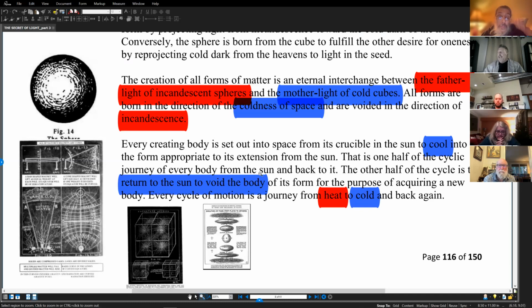The other half of the cycle is the return to the sun to void the body of its form for the purpose of acquiring a new body. Every cycle or motion is a journey from heat, again, father, positive, heat, red, male, to cold, mother, negative, female, and back again. So as we look at this and get a little bit better, here's another drawing of what he's talking about.